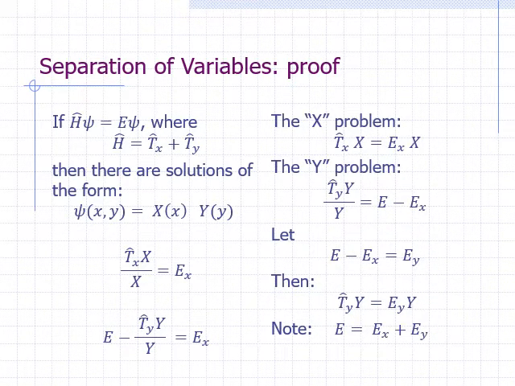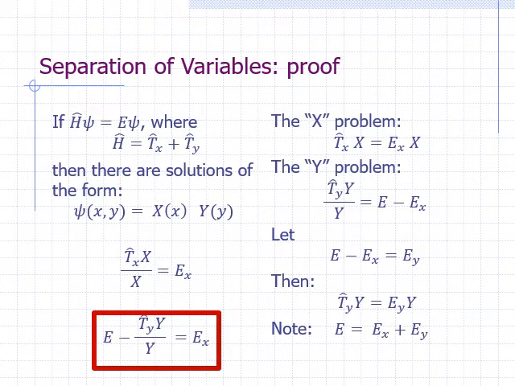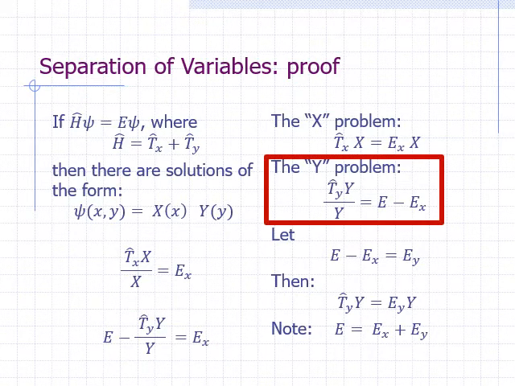So now we have a fairly simple problem to determine the function of x. We can rearrange the equation to get T sub x hat applied on function of x equals a constant E sub x times function of x. Similarly, determining the function of y is simple. We can rearrange this equation to get T sub y hat Y over Y equals E minus E sub x. But E minus E sub x is just a constant minus a constant, so it's just another constant.